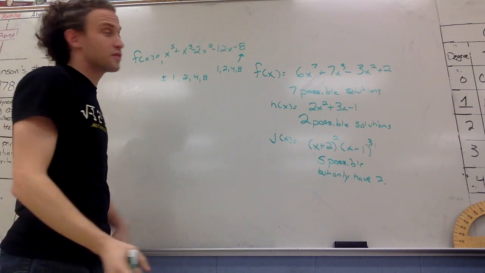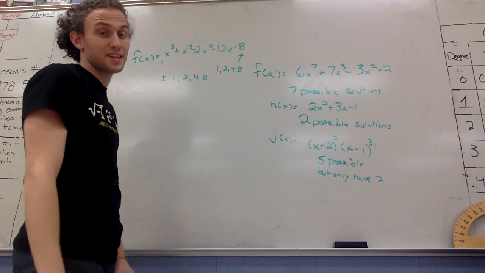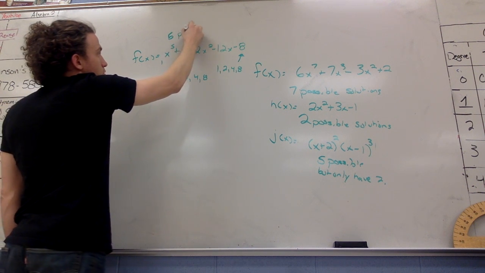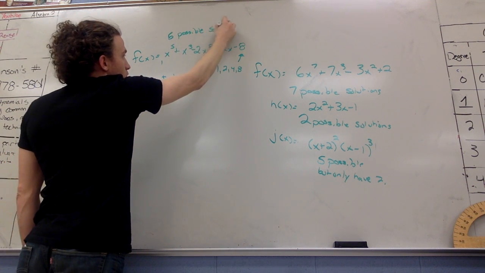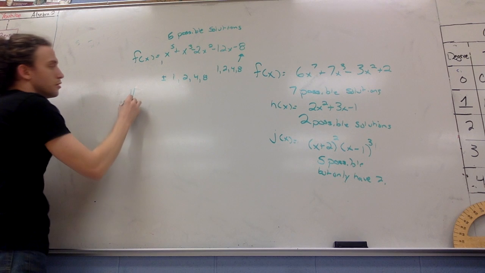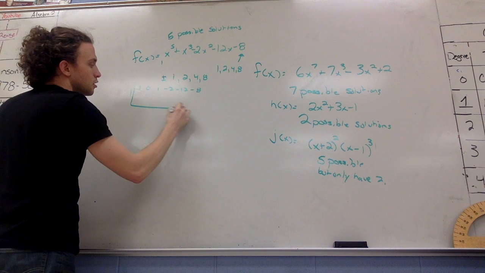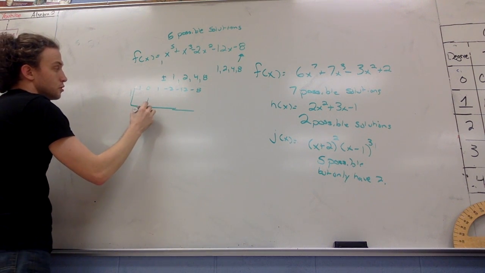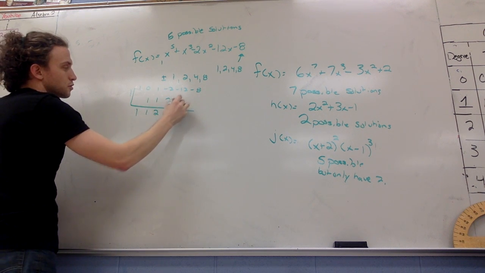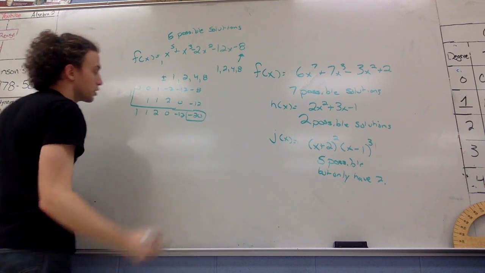Which means I have to use my synthetic division with positive 1, negative 1, positive 2, negative 2, positive 4, negative 4, positive 8, negative 8. And I have 5 possible solutions. Okay, so when I do this, synthetic, 1, coefficients here are 1, 0, 1, negative 2, negative 12, negative 8. Bring in the first one, 1, 1, 1, 2, 2, 0, 0, negative 12, negative 12, negative 20. 1 didn't work.